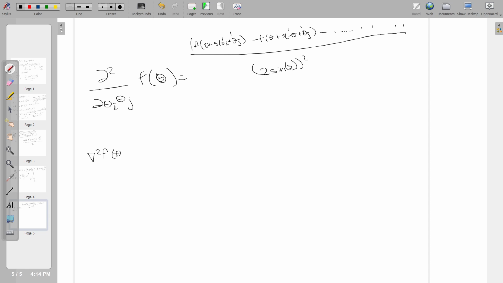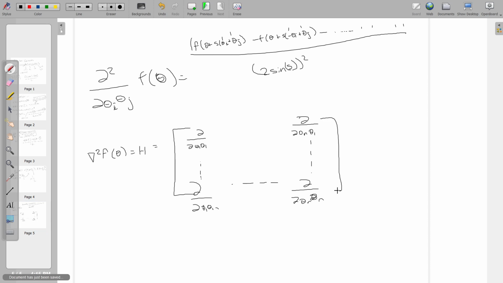the Hessian matrix, which would be, which is, theta 1, theta 1, to derivative of theta 1, theta n, to theta n, theta n, and this is theta n, theta 1. So this is the Hessian matrix. And this is used, for example, in Newton's optimizer.